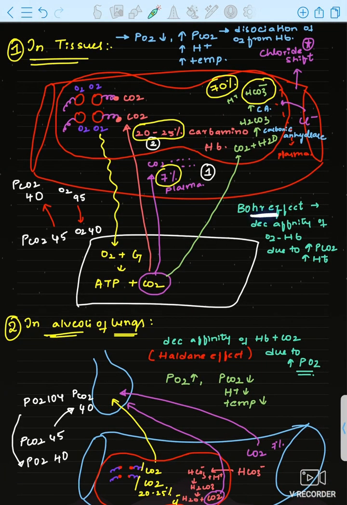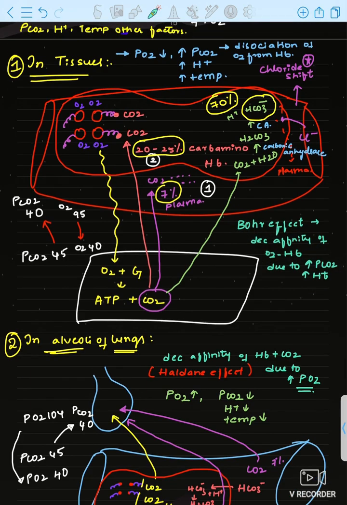Bohr effect means what? Here, what happens? The affinity of oxygen for hemoglobin is decreased, because CO2 concentration became more. That is when dissociation of oxygen is occurring, right? That is called Bohr effect: decreased affinity of oxyhemoglobin due to increased PCO2 or H plus concentration. Now you are done with Bohr effect.